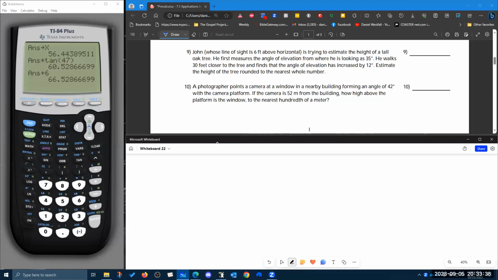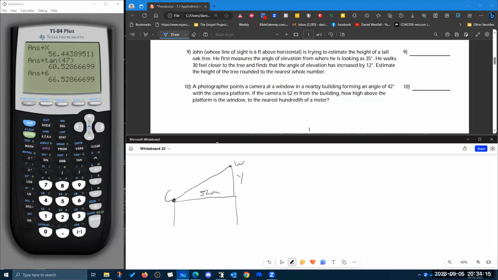All right. A photographer points a camera at a window in a nearby building, forming an angle of 42 degrees with the camera's platform. So here's the window. Here's the camera here. The camera is 52 meters from the base of the building, or from the building. So here's the wall here. How high above the platform is the window?